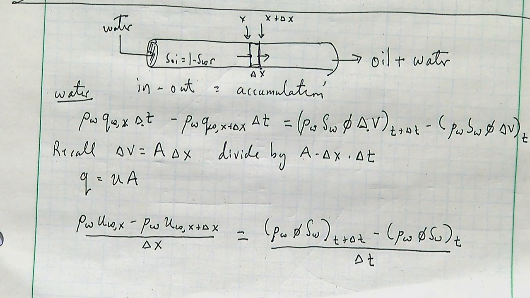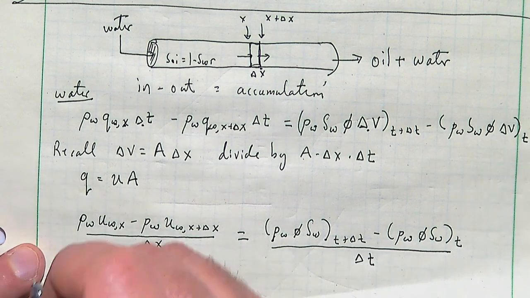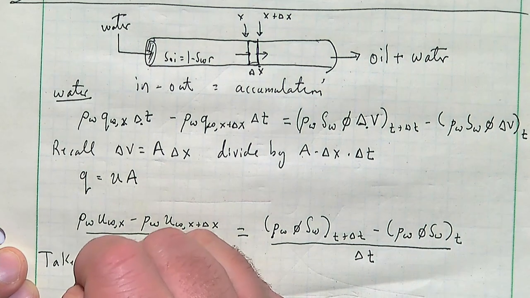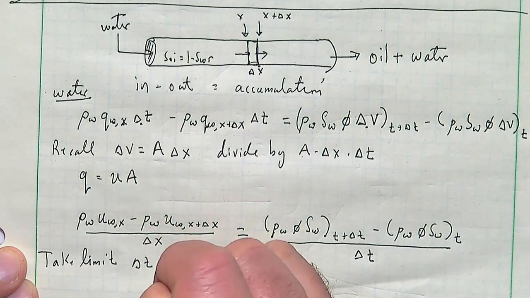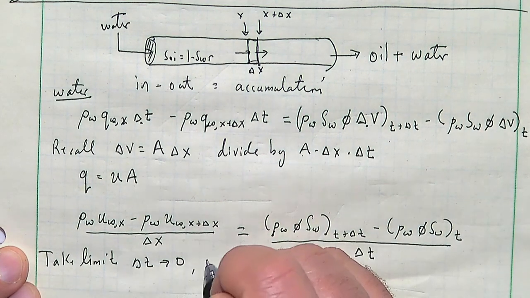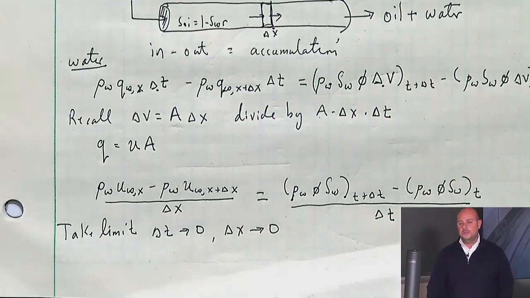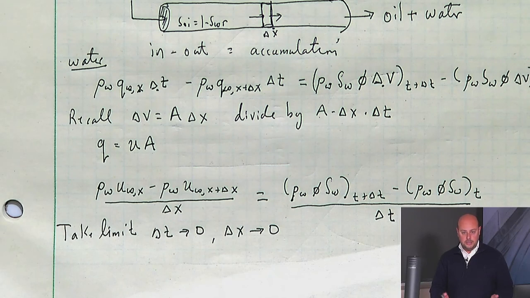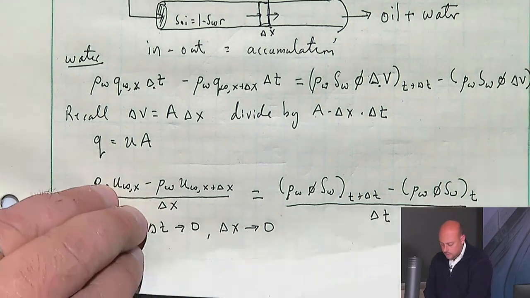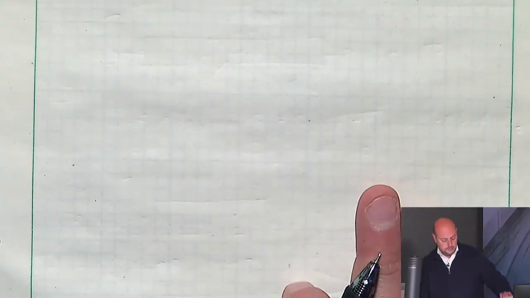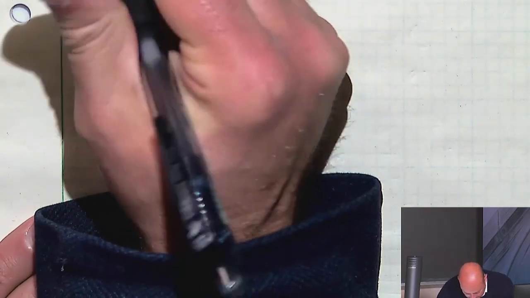Okay. And then I could do one last thing. I'm going to do some calculus here. I'm going to take the limit as delta t goes to zero, and the limit as delta x goes to zero. And we know from calculus that when we take the limit as the denominator, delta x or delta t, goes to zero, what we get is a derivative. And what that's going to look like is really a partial derivative because we've got an x component and a time component. And so what I'm left with is there is a negative sign here.